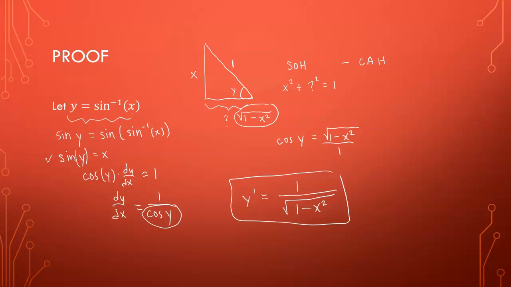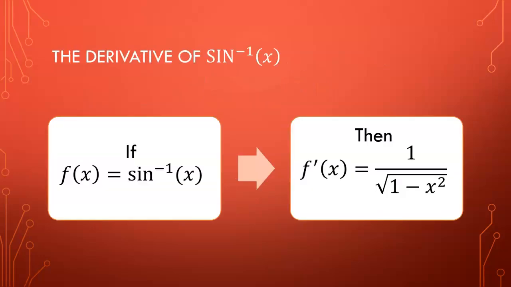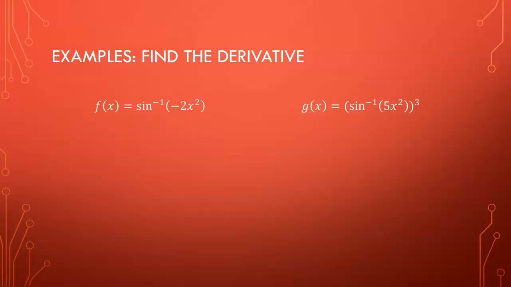Notice that in order for this to work, x would have to be between -1 and 1. It isn't going to work at the endpoints when x is 1 or -1, and that is okay because the sine inverse function is only defined on that interval anyway. Okay, so this is our derivative, and it fits with the derivatives that you have for the other ones.